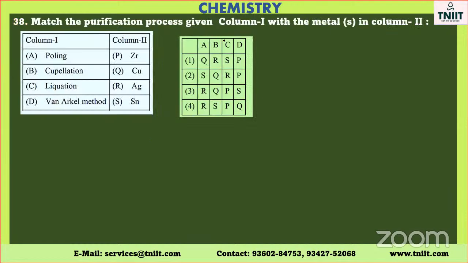The next question, match the purification process given in column 1 with the metals in column 2. Now, poling is a process of purification or refining of copper.